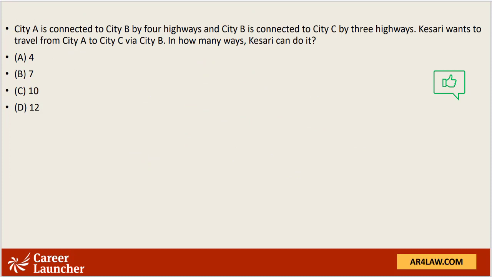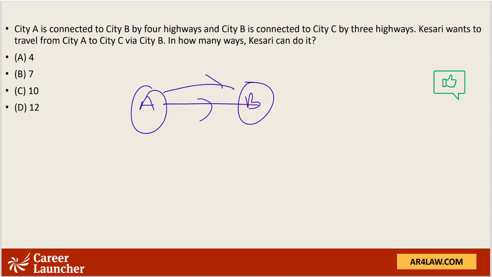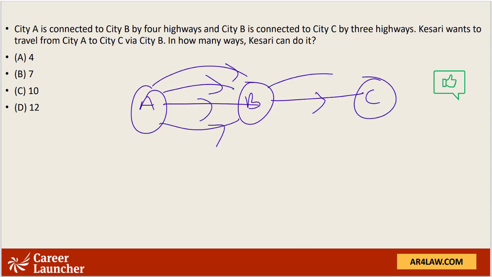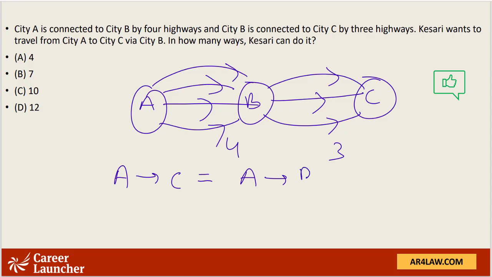This was probably the easiest question of ALET 2020. If someone has studied permutation and combination in the very basics, they would know how to go about this question, because this is a very easy question. City A is connected to city B through 4 highways. City B is connected to city C through 3 highways. The task is to go from city A to city C, which can be broken down to moving from city A to B and B to C. So there are 4 ways here, 3 ways here.